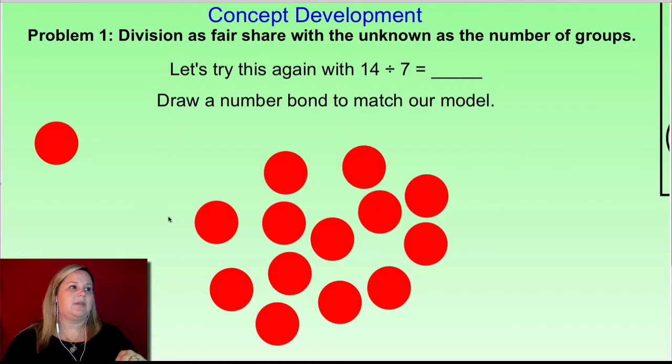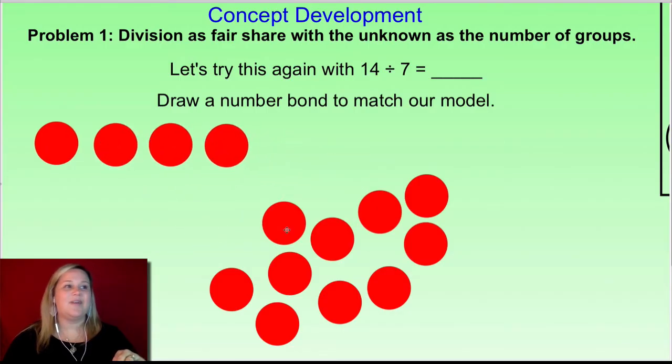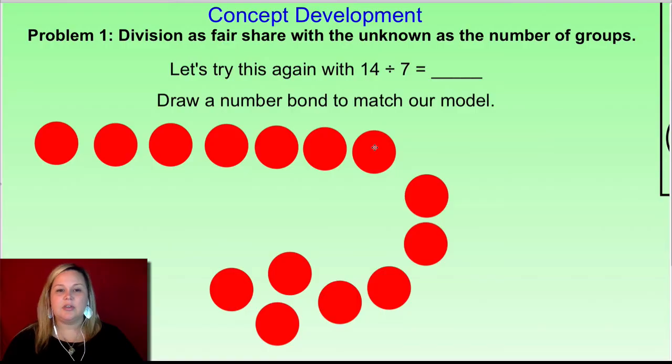So you might maybe want to make it look like this. 1 group, 2, 3, 4, 5, 6, and 7. That's 1 group, right? So keep going until you use all of your counters to make 7 in each group. Okay, so that would be like we're doing 14 and we're dividing it by 7 because that's the size of each group. Go ahead and do that. Then click play when you're ready to go over it together.